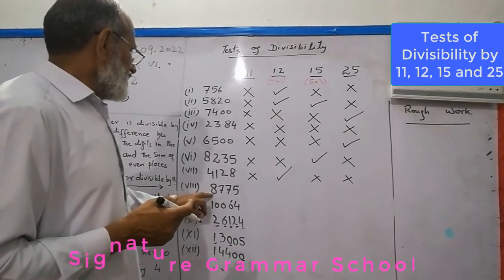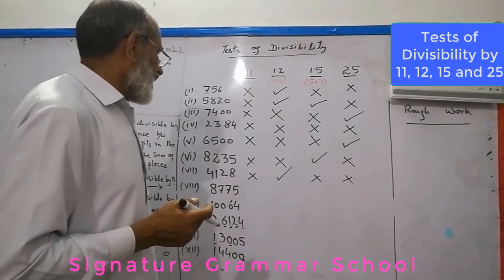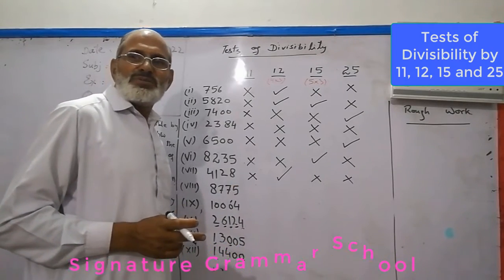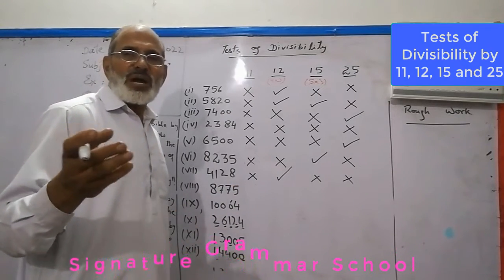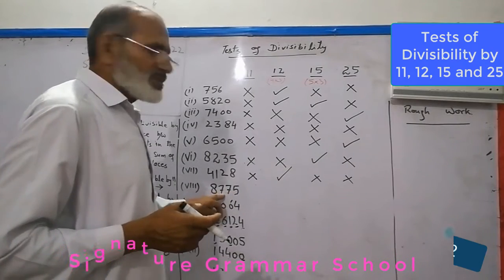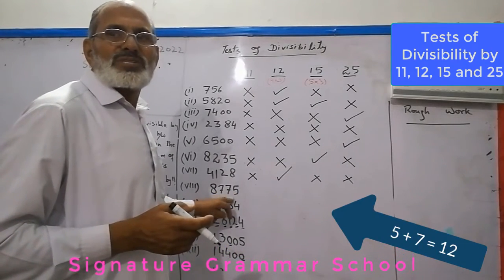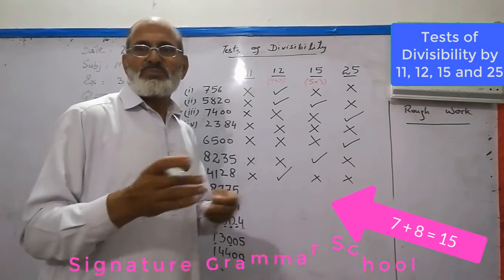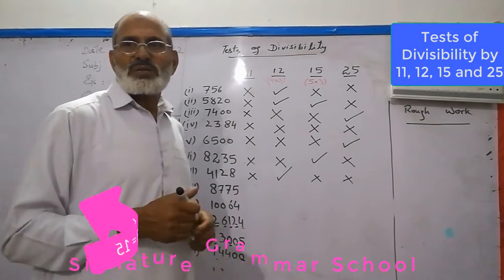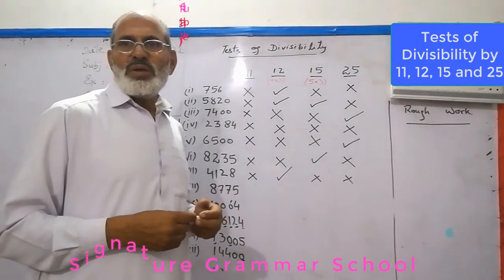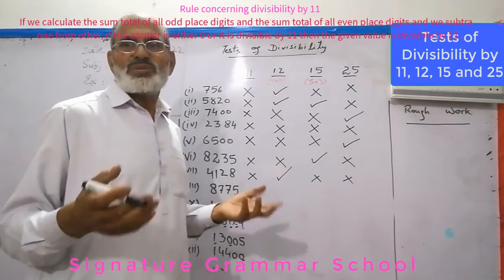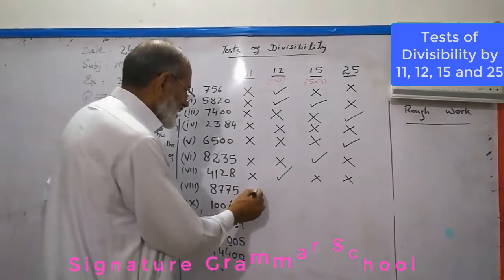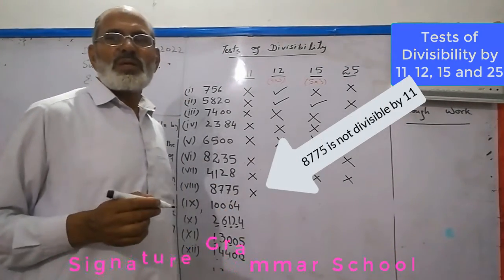Now, the next one, 8,775. If I take the sum total of the digits at odd places, there is 5 plus 7, 12, and 7 plus 8, 15. So, if I subtract one value from the other, the answer doesn't come 0. And the answer isn't a value which is divisible by 11. Both the conditions are not met. So I put here again a cross.